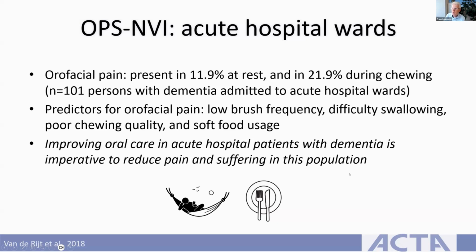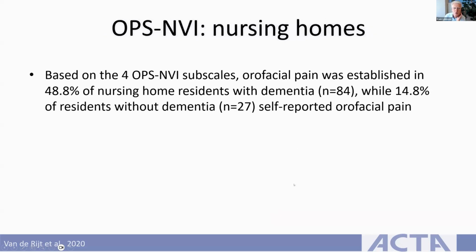So these are the acute hospital wards. But then we have, of course, also the nursing homes. And now it's getting to be even more interesting. We did the full OPS-NVI, all the subscales, and we found that almost half of the residents with dementia had orofacial pain based on the OPS-NVI, as compared to only about 15% of the residents without dementia.